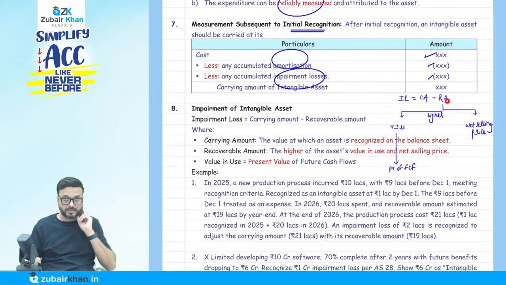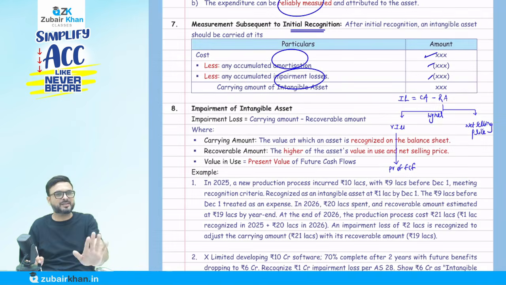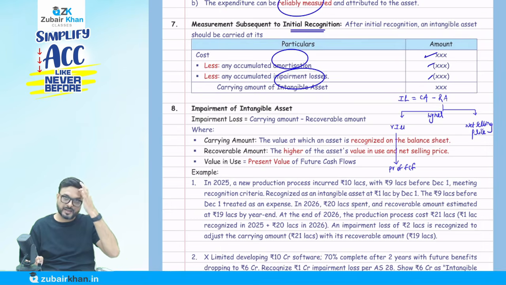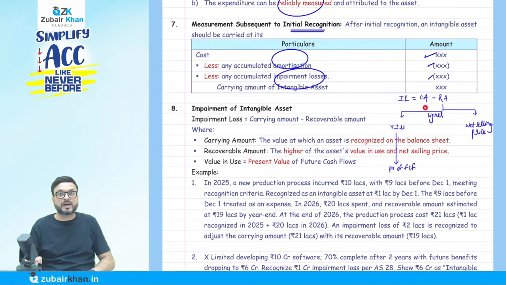Impairment loss is carrying amount minus recoverable amount. Carrying amount means book value. Recoverable amount is the higher of value in use and net selling price. What is value in use? The present value of the future cash flow. So just understand this formula for now, and I will discuss the logic in detail in accounting standard 28. Impairment loss is book value minus recoverable amount, and recoverable amount is the higher of value in use, the present value of future cash flow, or the net selling price.